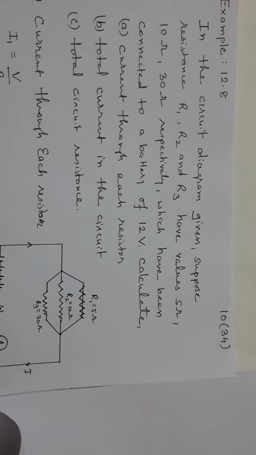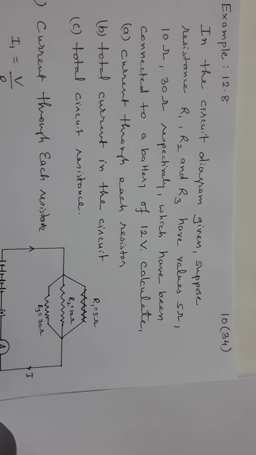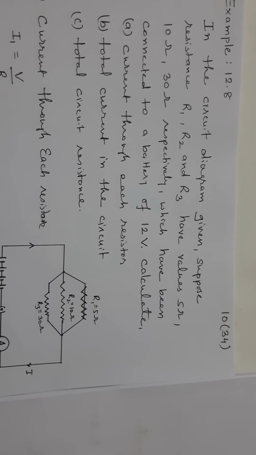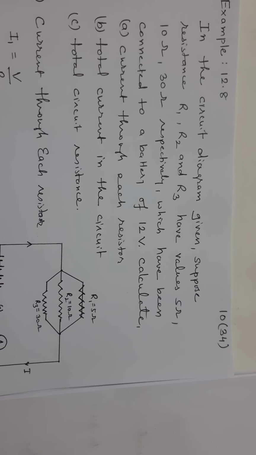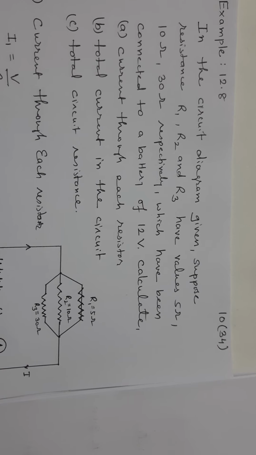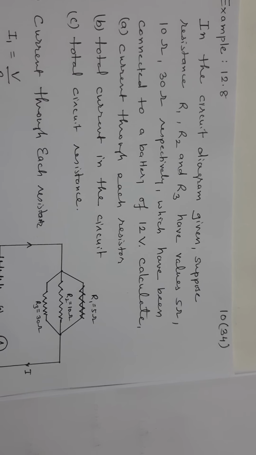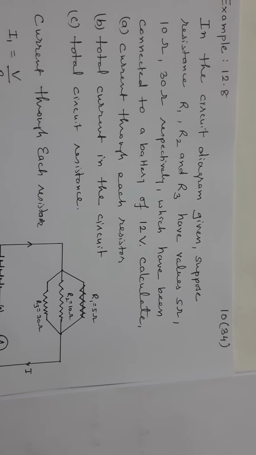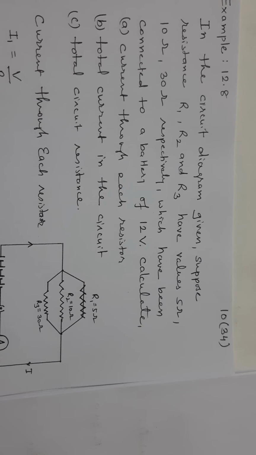Let's see another sum. In the electric circuit diagram given, suppose resistance R1, R2 and R3 have values 5 ohm, 10 ohm and 30 ohm respectively, which have been connected to a battery of 12 volt. Calculate current through each resistor, total current in the circuit and total circuit resistance.